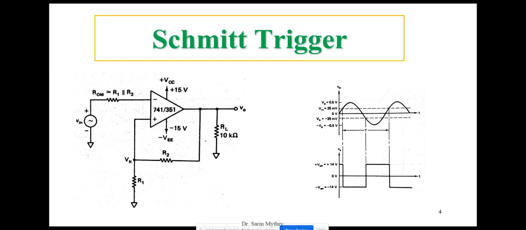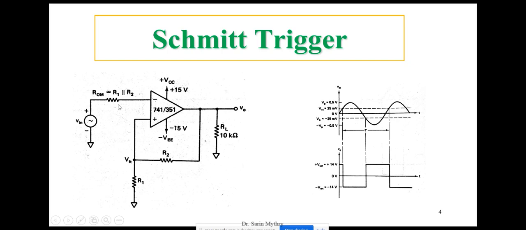What does this Schmitt trigger do? The input voltage Vin is triggered. What is the meaning of triggered? The input voltage will change the output voltage. Whatever signal you give here, that input voltage will change the output voltage. That's called triggering. The input voltage Vin triggers the output voltage Vout every time the input voltage exceeds some particular voltage level.